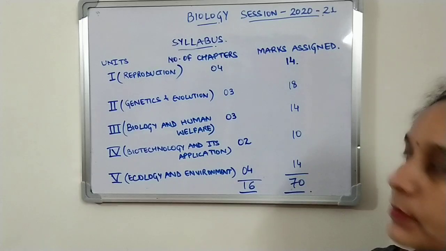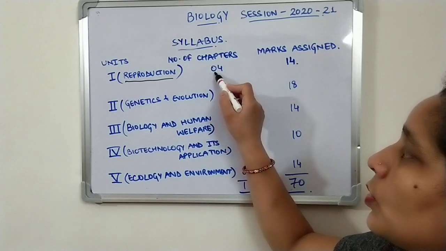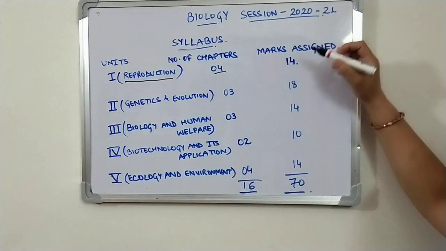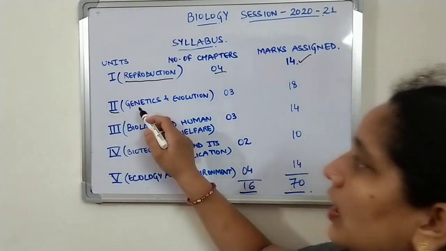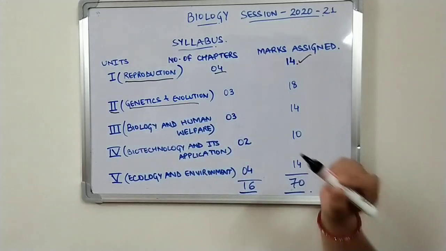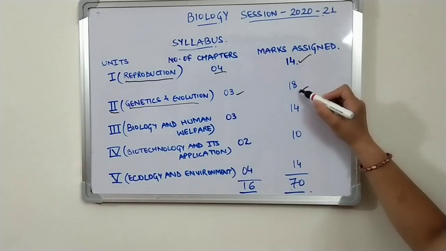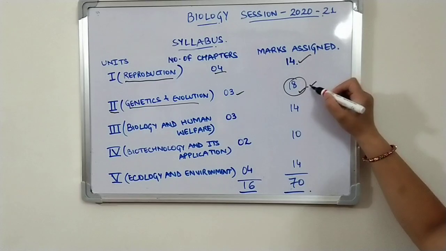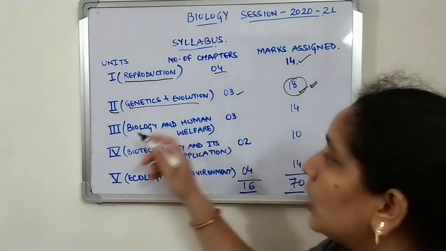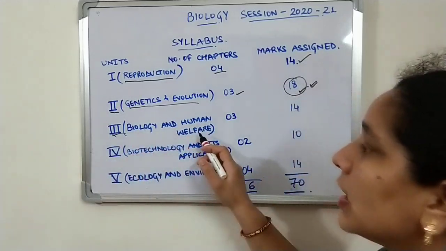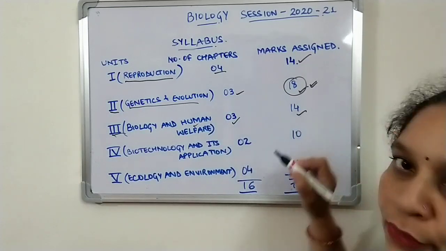The first unit is reproduction. In this, we are dealing with a total of 4 chapters, and the distribution for these 4 chapters is 14 marks. Now, the second unit, which is about genetics and evolution, has mainly 3 chapters and the total distribution of marks is about 18. This unit is the most important because it has the highest number of marks assigned to it. Now, the third unit, which is known as biology and human welfare, also has 3 chapters and the marks assigned are 14 marks.